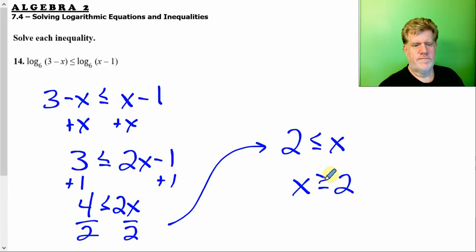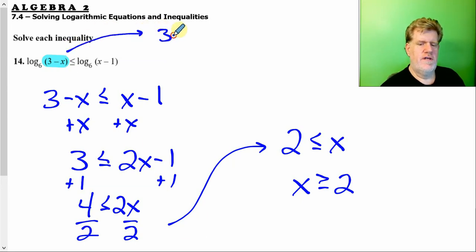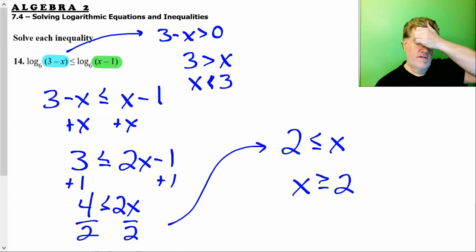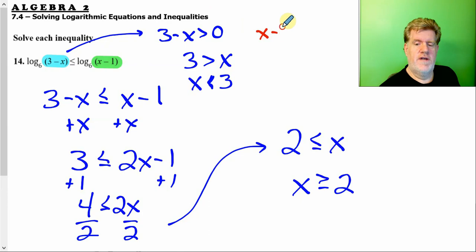Okay. If I plug in 2, am I good? I think we're okay. Let me just double check just to be on the safe side. I know that 3 minus x has to be greater than 0. So if I add x to both sides, I know 3 has to be greater than x, or x has to be less than 3. What about this one? Okay, let's figure out this one. x minus 1 has to be greater than 0. Let me add 1 to both sides.